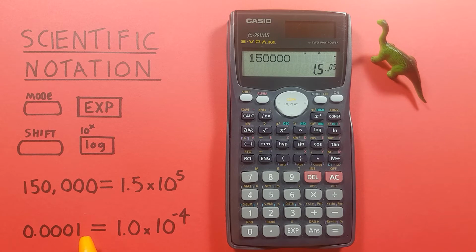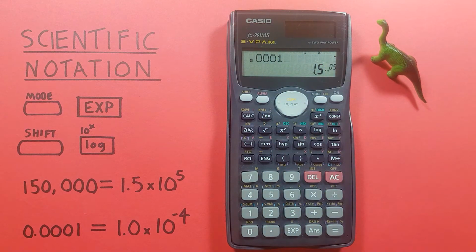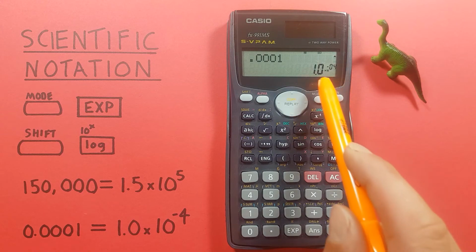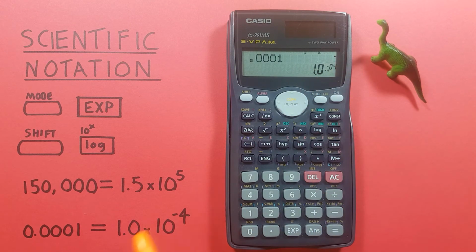This also works for very small numbers, like say 0.0001. We can check this by entering 0.0001. There we go. And since we're in scientific notation mode, we can press equals and see we've converted to 1 times 10 to the power of -4, which is correct.